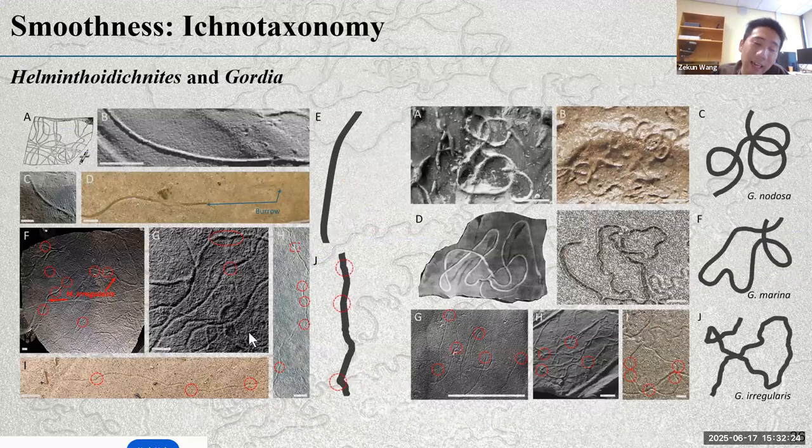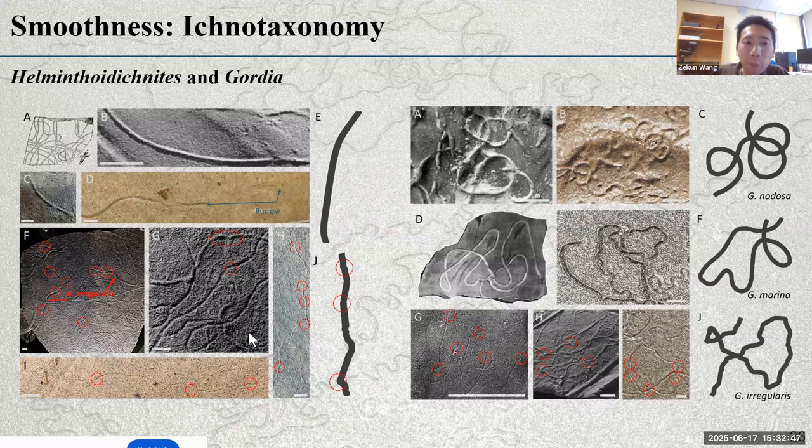But a smooth analysis can also be employed in ichnotaxonomy to classify trace fossils. For example, there is only one valid ichnospecies within the simple horizontal traces Helminthoidichnites, which is Helminthoidichnites tenuis. But actually, in practice, we will have both smooth and unsmooth components.